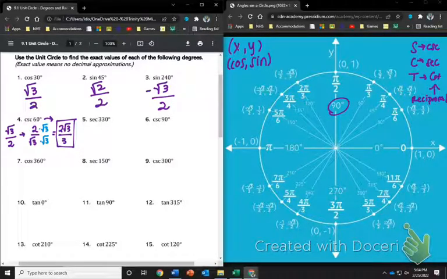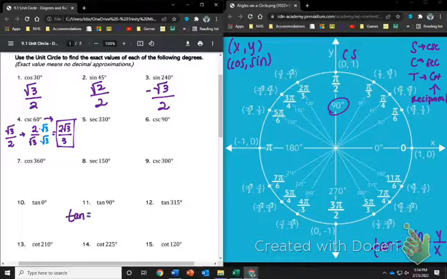The property is that tangent is equivalent to opposite over adjacent. We know that one. But it is also equivalent to sine divided by cosine. And if we wanted to put our variables here, it would be y over x. So I'm going to use both of the numbers in my ordered pairs to find the tangents. Here's my cosine, here's my sine.